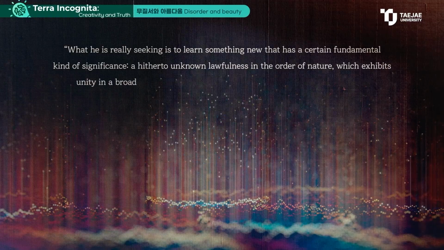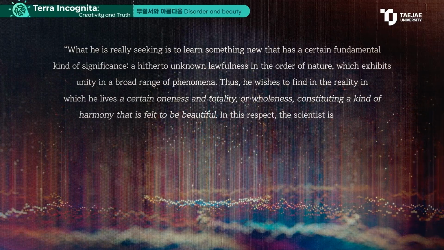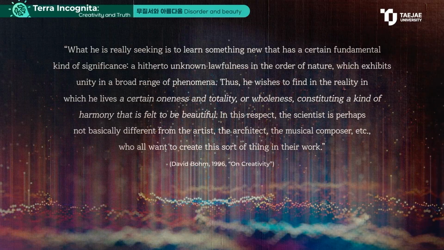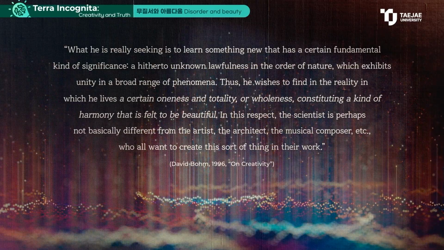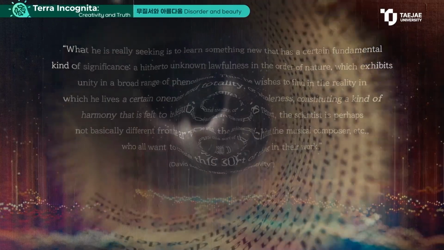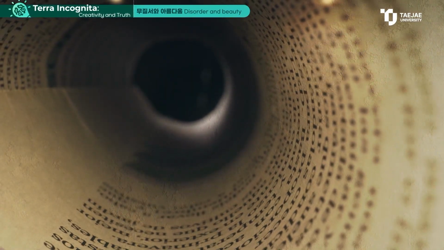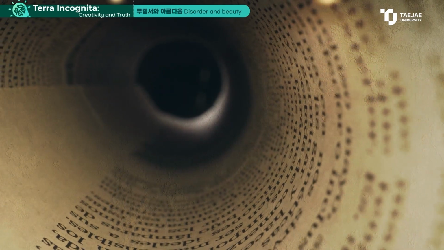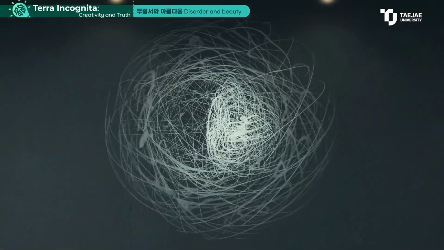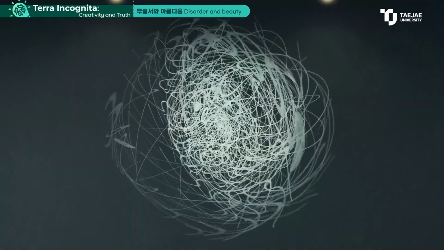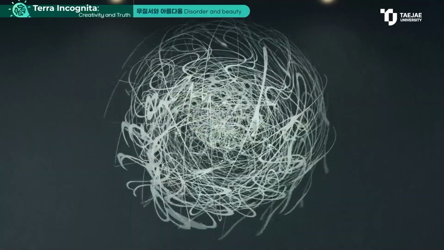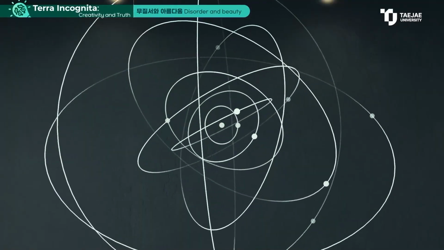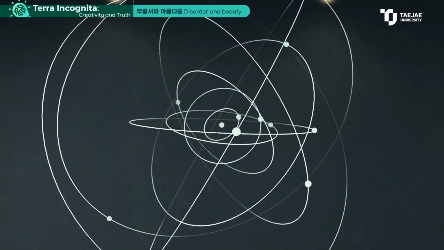In On Creativity, Bohm suggests that scientists strive to uncover a sense of wholeness constituting an inherent harmony within the reality they inhabit, which resonates with the perception of beauty. Scientific creativity is the ability to reconstruct new meanings that reveal differences from existing ones. Scientists strive to uncover unknown totalities and laws within the natural order as revealed through various phenomena, and from these newly perceived structures and orders, beauty emerges.